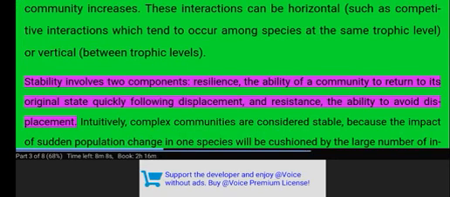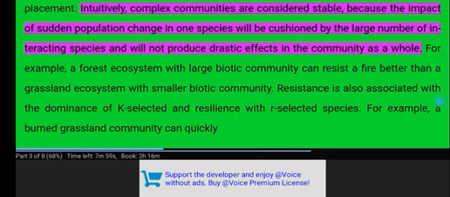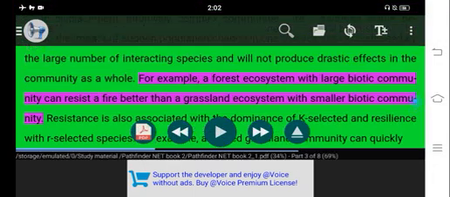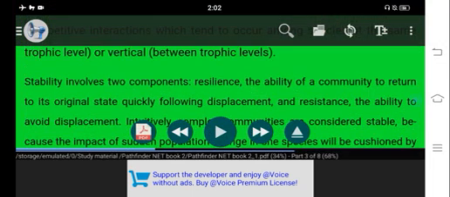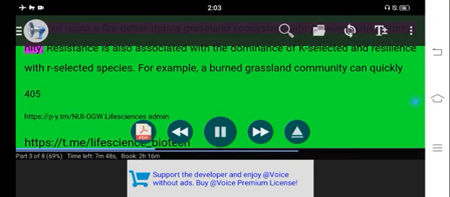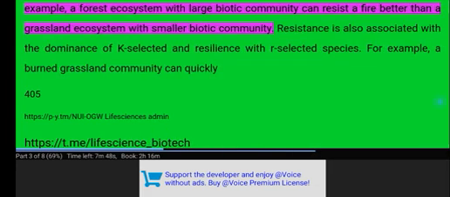Stability involves two components: resilience, the ability of a community to return to its original state quickly following displacement, and resistance, the ability to avoid displacement. Intuitively, complex communities are considered stable, because the impact of sudden population change in one species will be cushioned by the large number of interacting species and will not produce drastic effects in the community as a whole. For example, a forest ecosystem with a large biotic community can resist a fire better than a grassland ecosystem with a smaller biotic community.